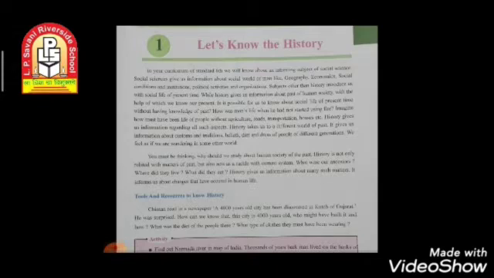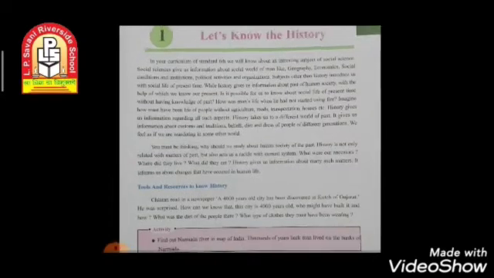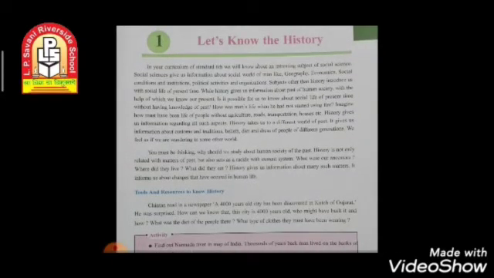In this class, I'm going to start with chapter number 1. The first chapter is Let's Know the History. In our curriculum of Standard 6th, we will know about an interesting subject of social science. So today we are going to study a very interesting social science topic.